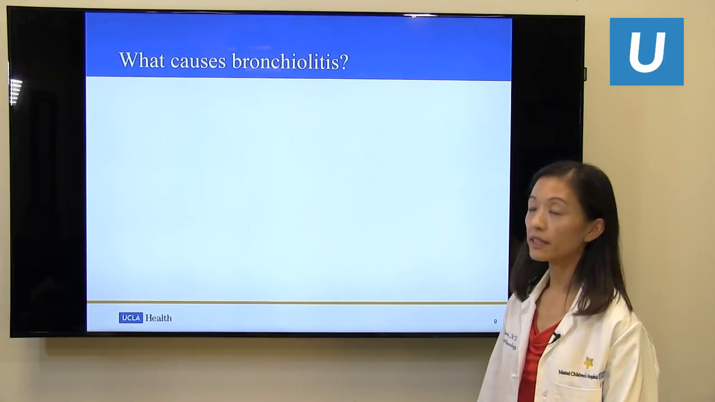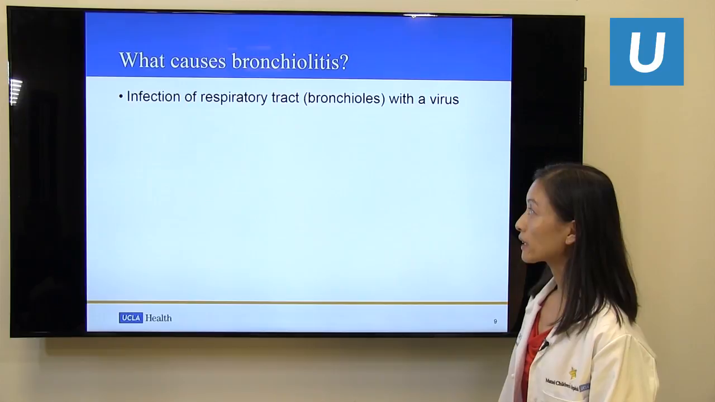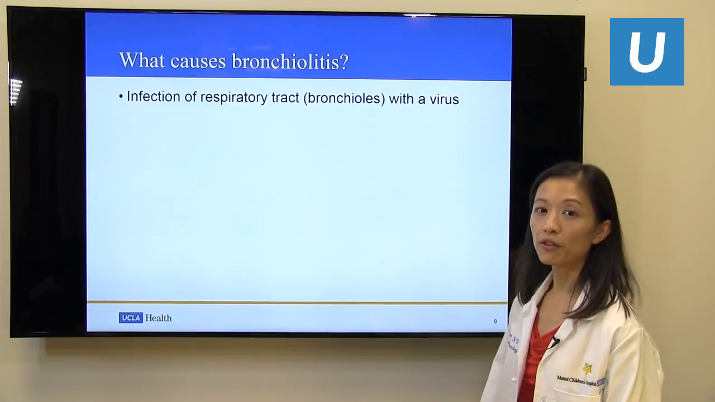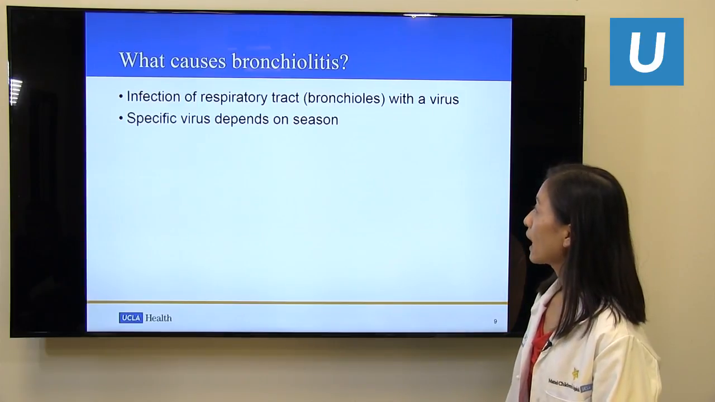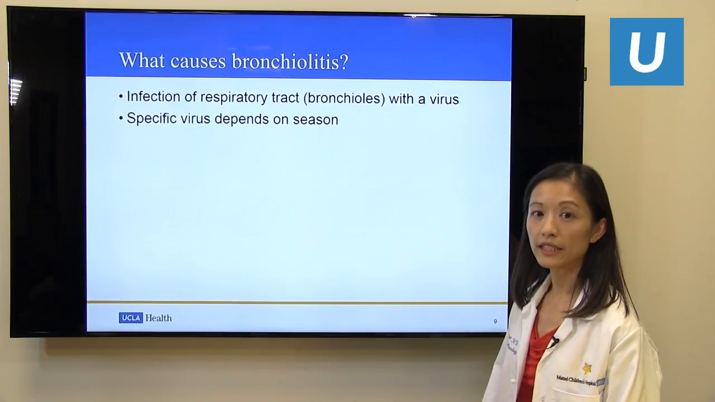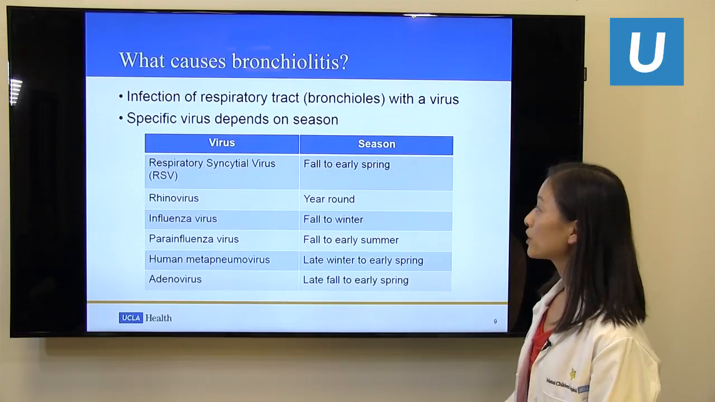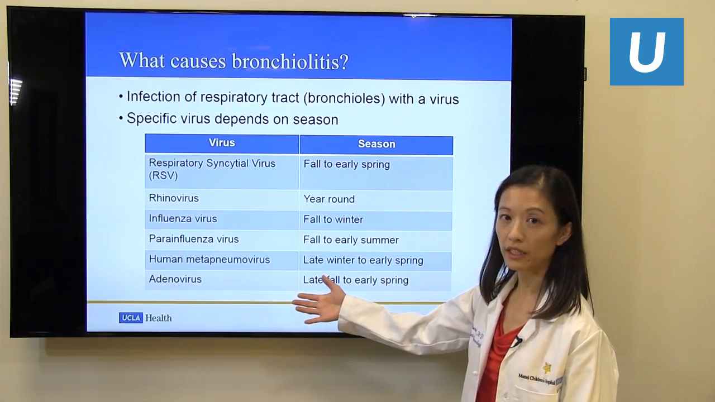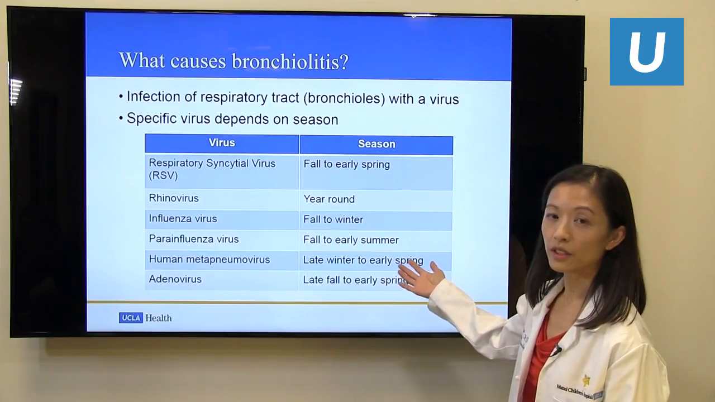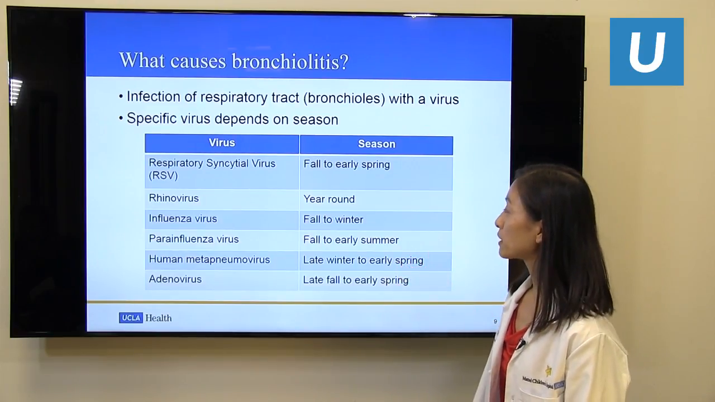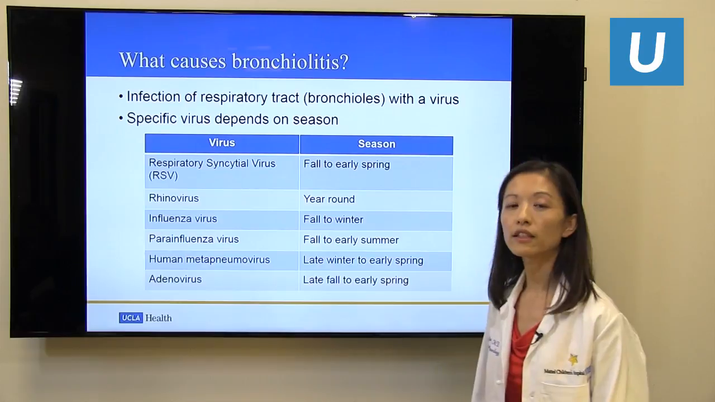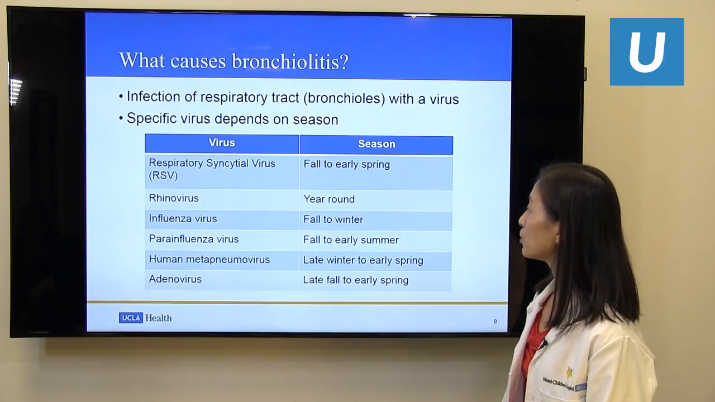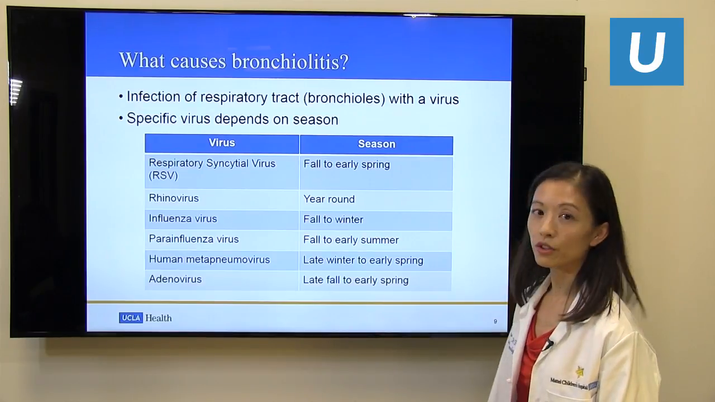What causes bronchiolitis? So bronchiolitis is an infection of the respiratory tract, specifically bronchioles, by a virus. And the specific virus depends on the season. In this chart, I show the different types of viruses that can cause bronchiolitis and the typical seasons in which they occur. Respiratory syncytial virus here is the #1 most common cause of bronchiolitis in children. And you can usually see them in the fall to early spring.